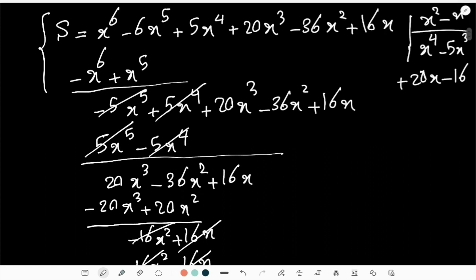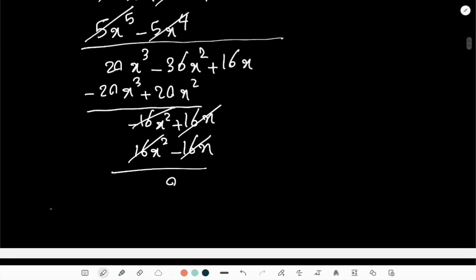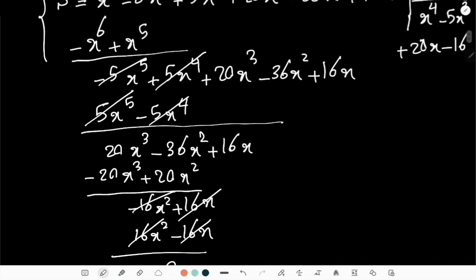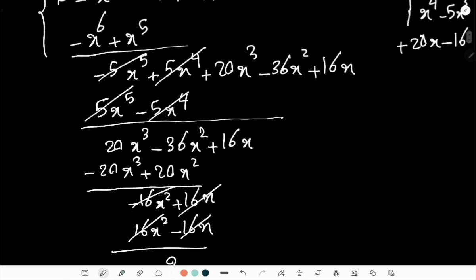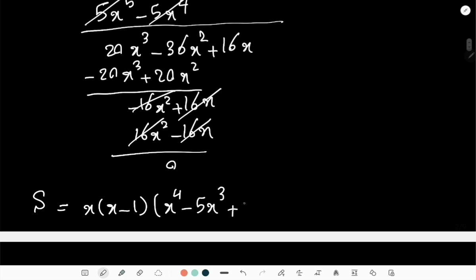So in other words, s can be written as x times (x minus 1) times the other guy, x^4 minus 5x^3 plus 20x minus 16. Okay, so far so good. And now take a look at this expression.